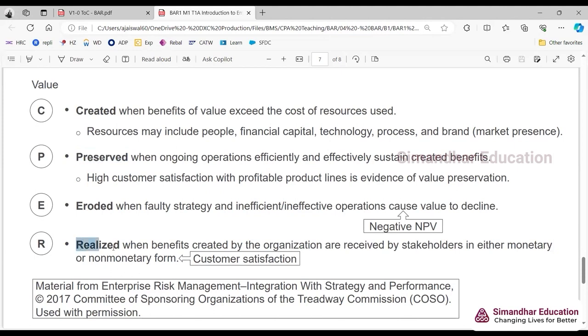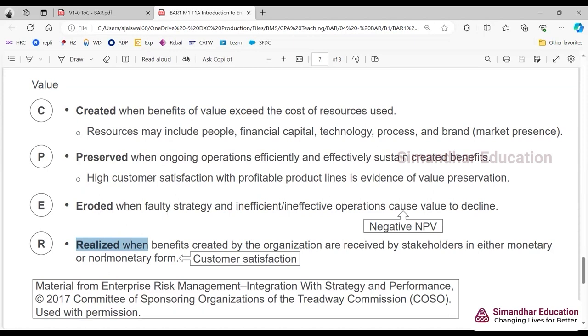And value realization will happen when the shareholders are able to realize some value. How do shareholders get the value? They get it either through capital gains, the capital appreciation of their stock value, or through dividends. Value realization happens when they receive dividends, or when they sell the stocks and get some capital gains. So that is the concept of value creation, preservation, erosion, and realization.